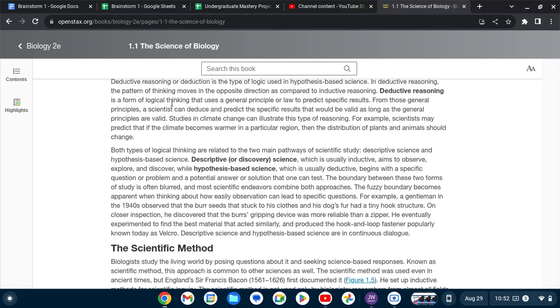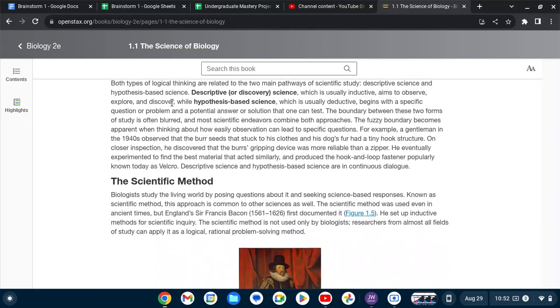and animals should change. Both types of logical thinking are related to the two main pathways of scientific study: descriptive science and hypothesis based science. Descriptive or discovery science, which is usually inductive, aims to observe, explore, and discover, while hypothesis based science, which is usually deductive, begins with a specific question or problem and a potential answer or solution that one can test. The boundary between these two forms of study is often blurred, and most scientific endeavors combine both approaches. The fuzzy boundary becomes apparent when thinking about how easily observation can lead to specific questions.